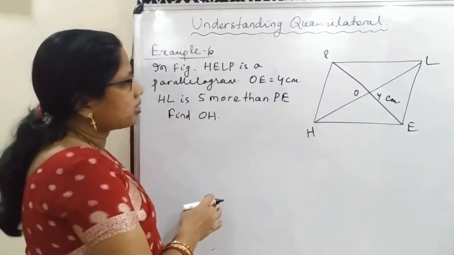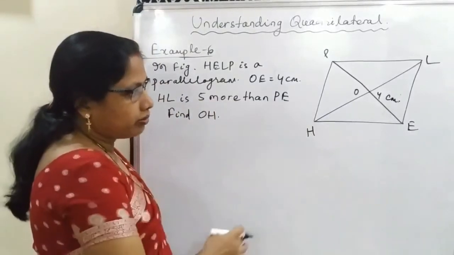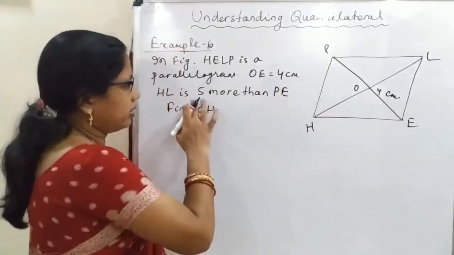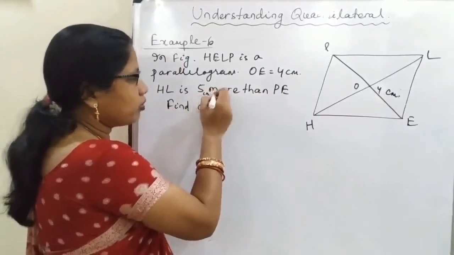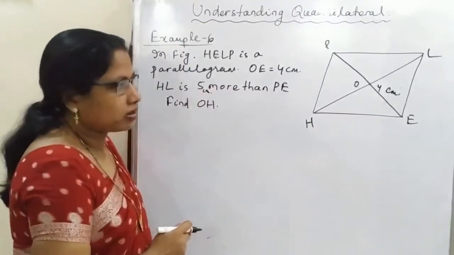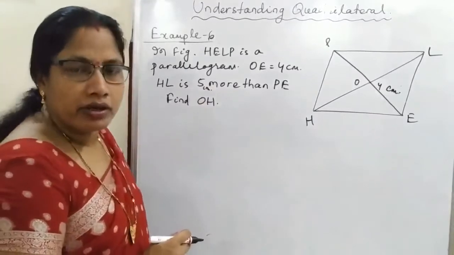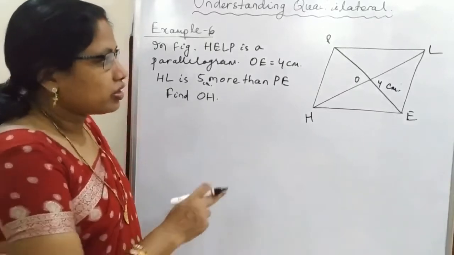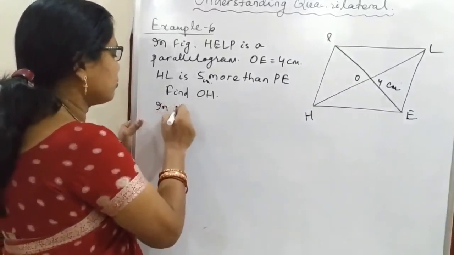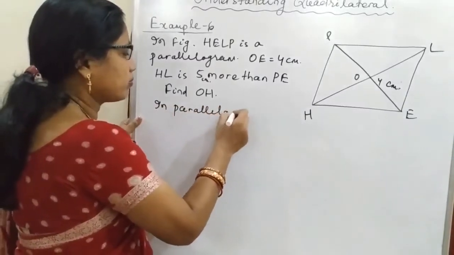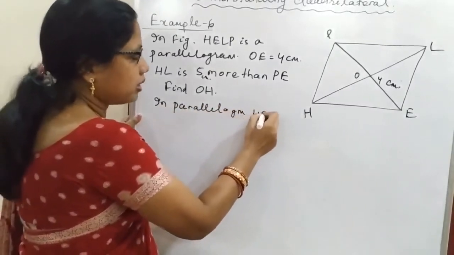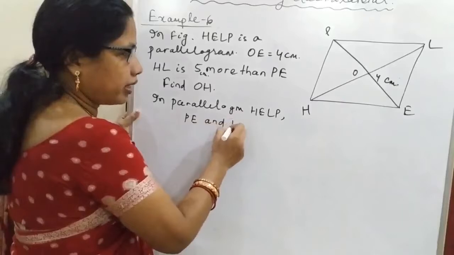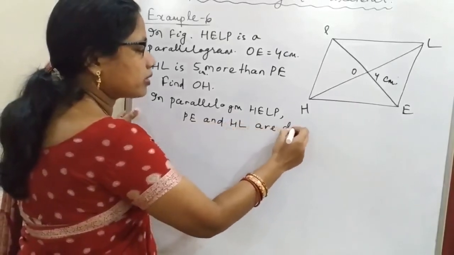Next example, example 6. In the figure, HELP is a parallelogram. Here OE is 4 centimeter and HL is 5 centimeter more than PE. Find OH. So in the properties of parallelogram, we know that the diagonals of a parallelogram bisect each other. So here in parallelogram HELP, PE and HL are diagonals.